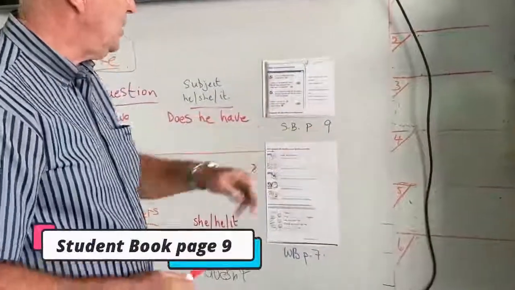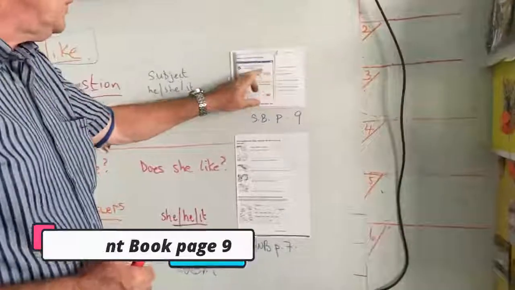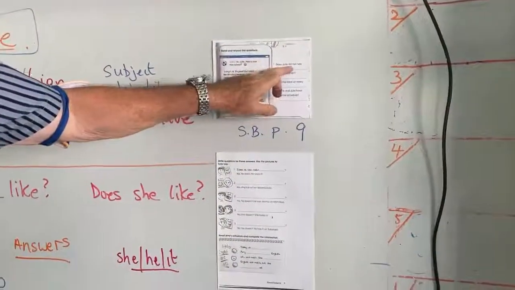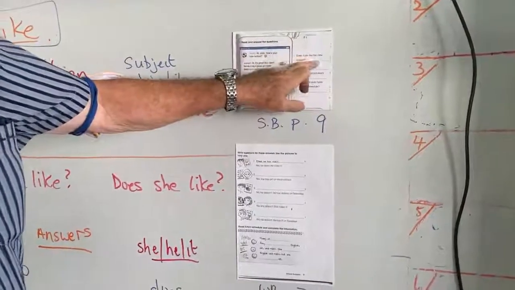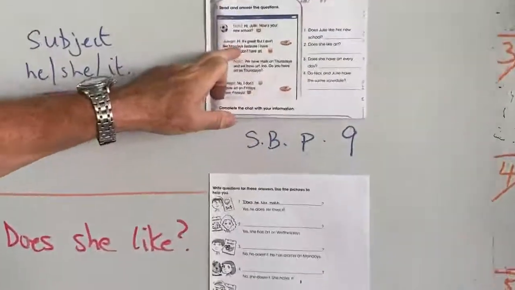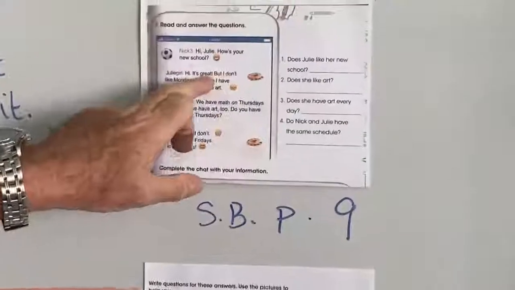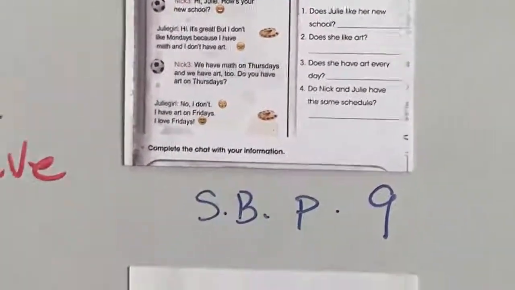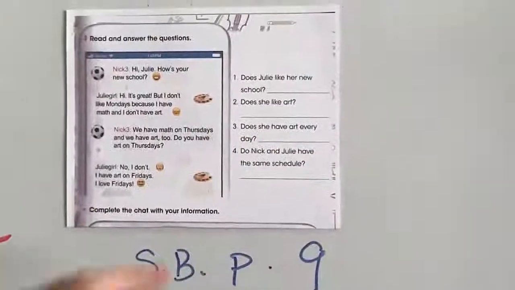Student book, page 9, okay? Here we've got Nick talking to Julie. Does Julie, our subject, does she like her new school? She says, yes, it's great. So, does she like? The answer is going to be does. Does she like? Yes, she does.